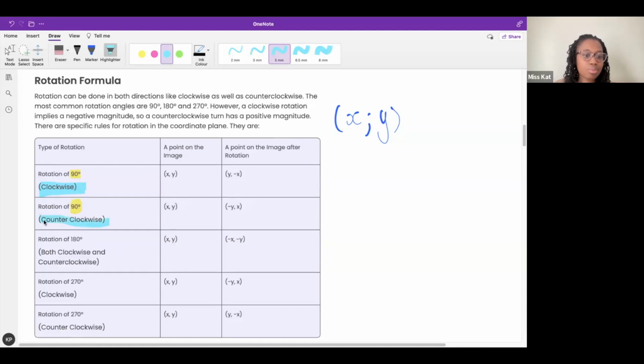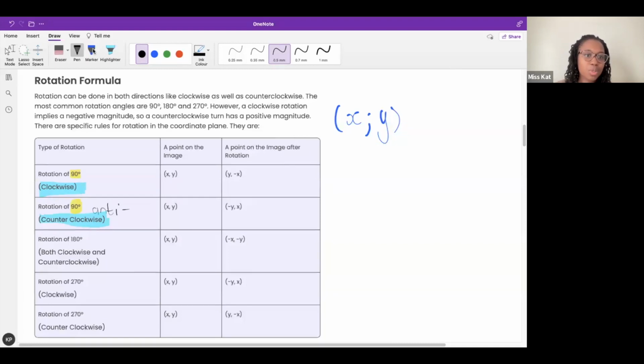anti-clockwise. Counterclockwise means the other way. Okay, so to the left. This is the same as anti-clockwise. Now what do we see, guys? Now it's the y that's negative. Do we see that? We do still swap the coordinates, okay? But now the y is the one that becomes negative, right?